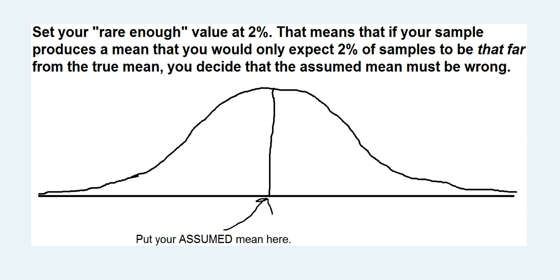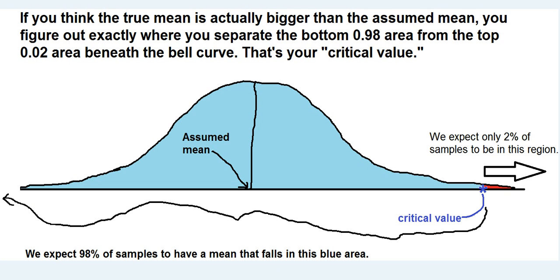A 10% level of significance is kind of big, and it just means you don't have too many hang-ups about tossing the assumed population mean. But a level of significance of 1% would mean, no, I want to be really sure. I'm only going to throw away my assumed population mean if there's a 1% chance that my mean just happened to be this different.